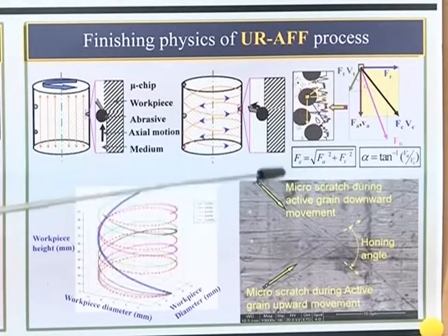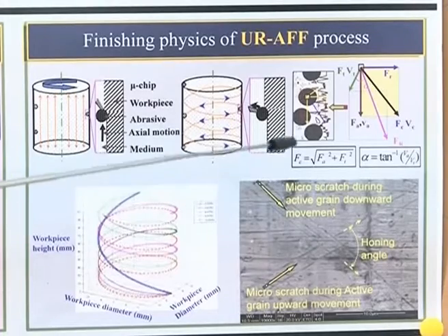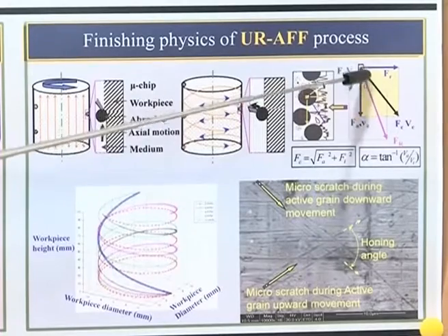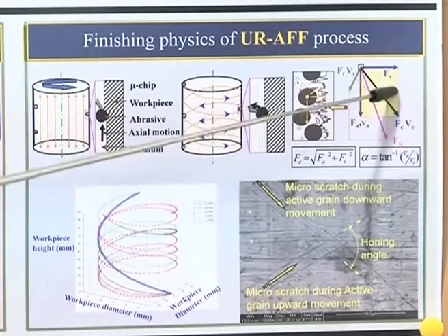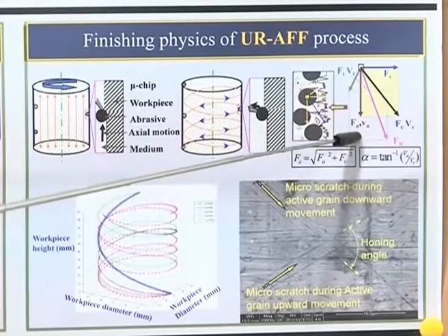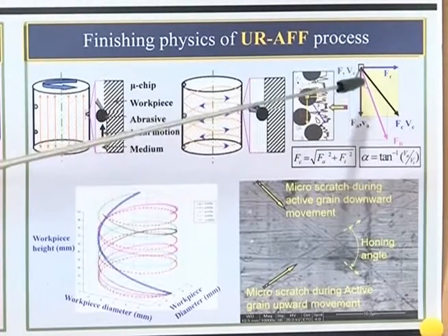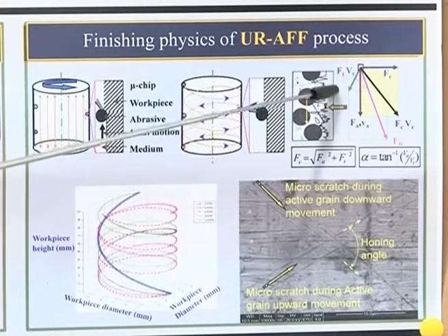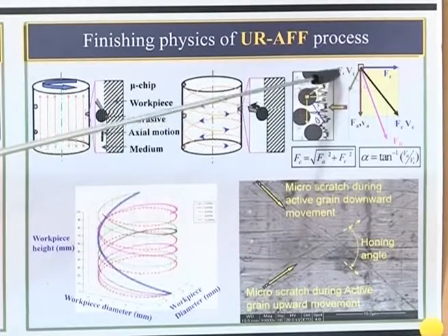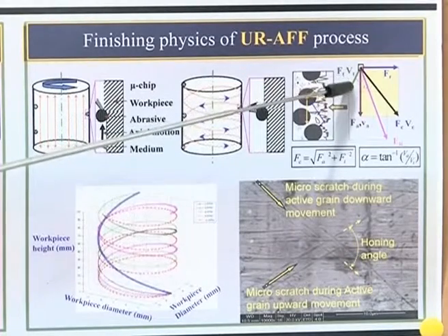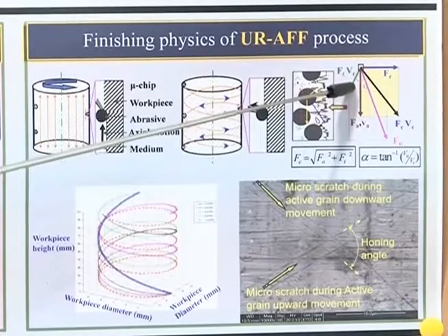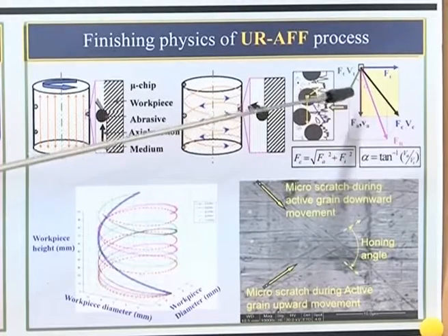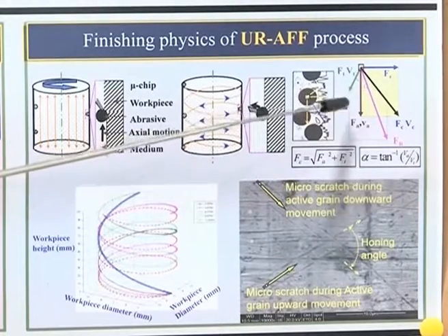The additional benefit of this rotational motion is, in the abrasive flow finishing process you have only two forces, that is axial force as well as the radial force, and you have axial velocity. But in the universal rotational abrasive flow finishing process, because of the rotation of the abrasives, you have an additional force and velocity, that is called tangential force and tangential velocity. Because of this force and velocity, the shearing of the surface peaks will be much higher and the surface finish which we get will be better.